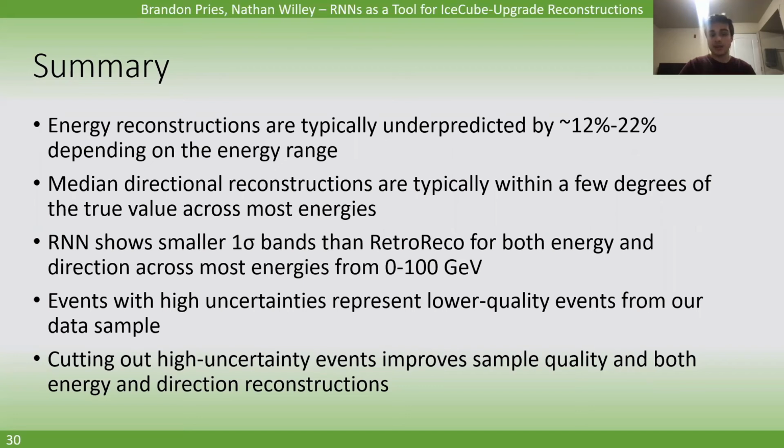The RNN is showing smaller 1 sigma bands than the current likelihood-based reconstructions across most energies from 0 to 100, which is the range we're looking at. So if we were to do a shift, we would be along the one-to-one line with a smaller 1 sigma band in error. Overall, the RNN is predicting very well. The events with high uncertainties that we saw in the cut could represent the lower quality events from our data sample that maybe shouldn't be there in the first place. Cutting out these events allows us to improve the sample quality and also both of our reconstructions in the RNN.